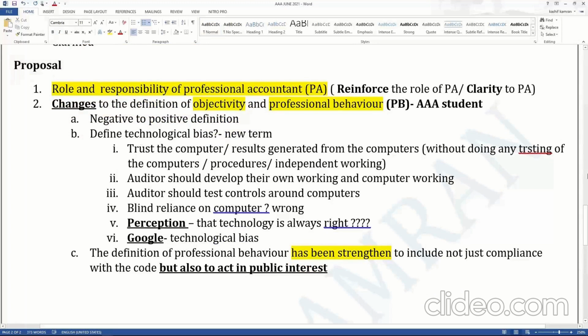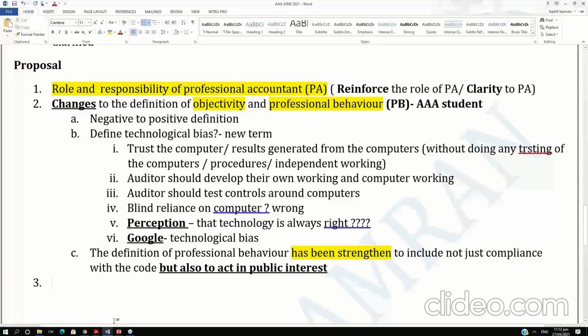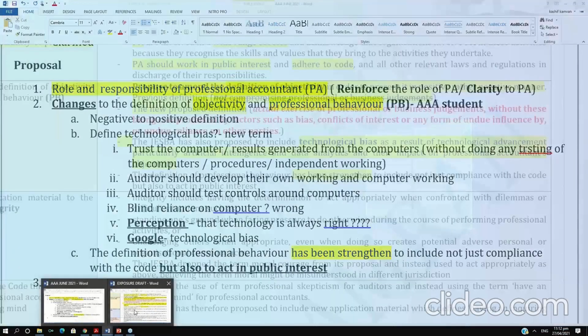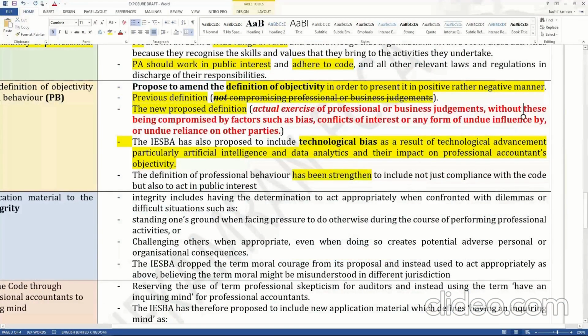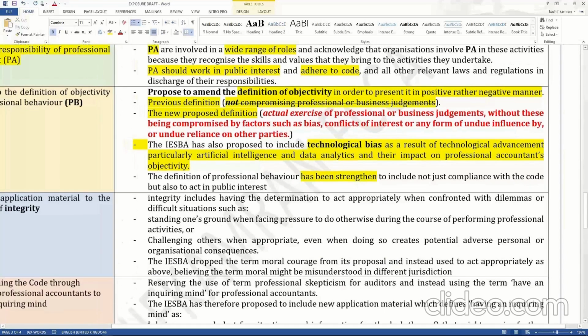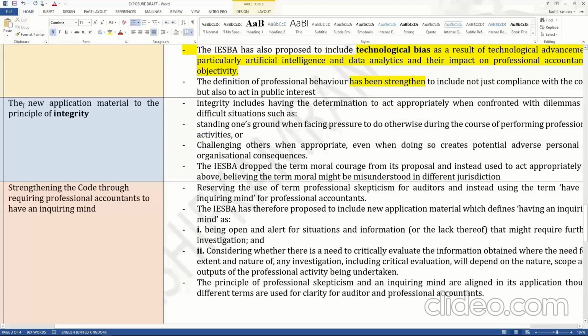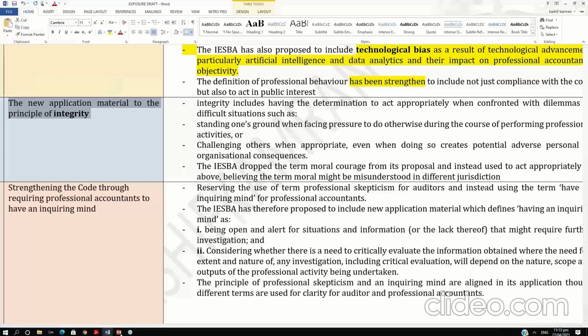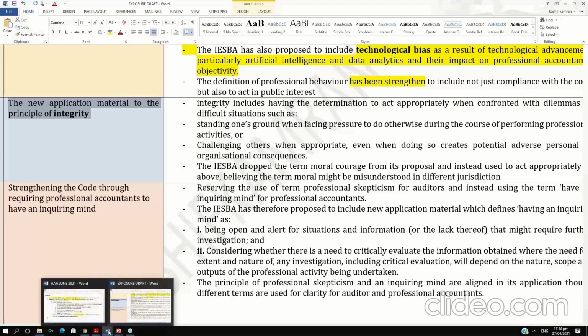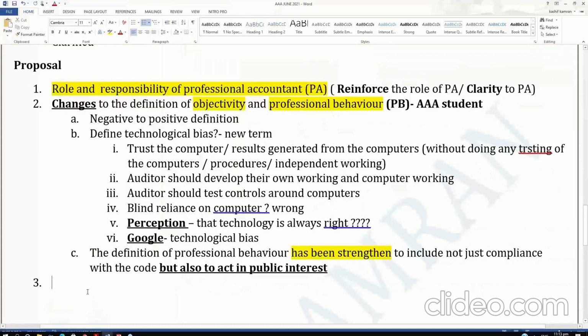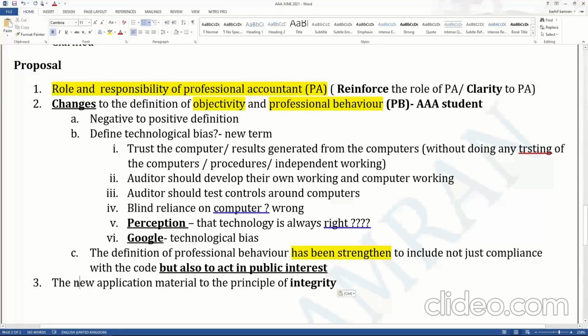Okay, one last proposal for the class today, number 3. If you explore the number 3 proposal from the exposure draft, back to the table: the new application material to the principle of integrity. So the code of conduct has brought some new application material to the principle of integrity. Is the principle of integrity a new principle? No. The code of conduct has brought some new application material to the principle of integrity, right? So the third proposal is the new application material to the concept of integrity.